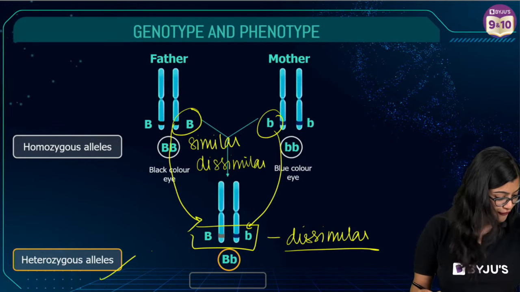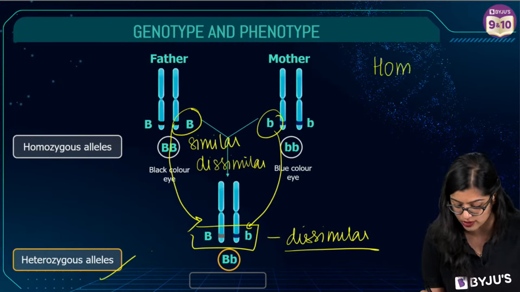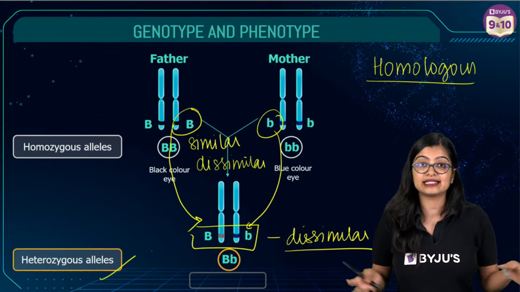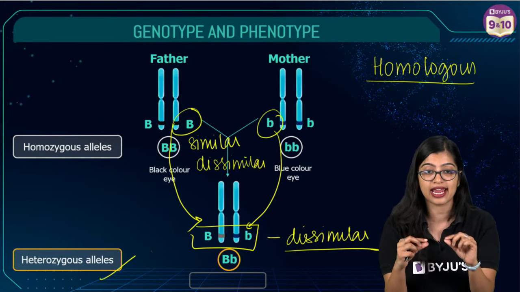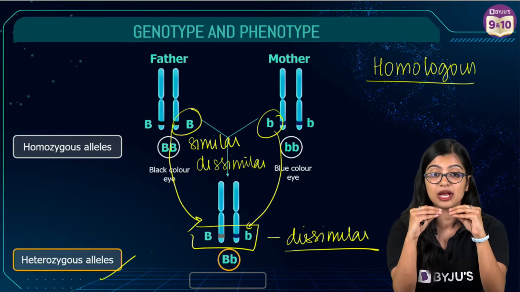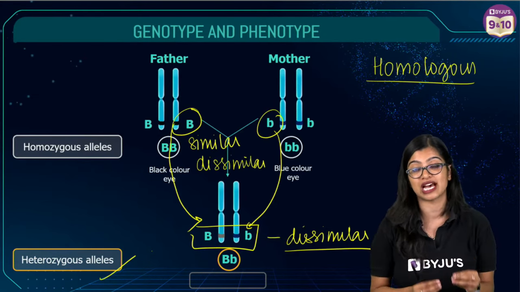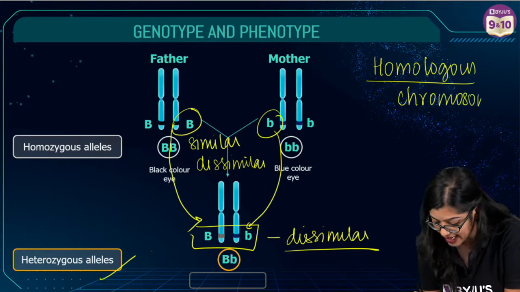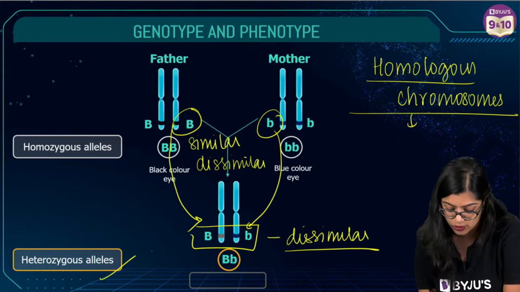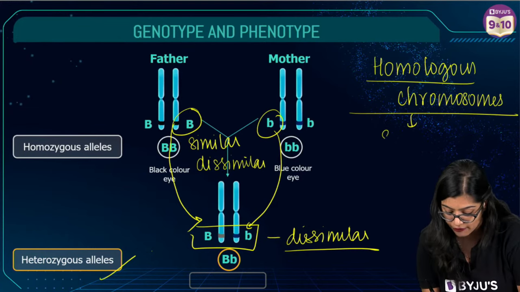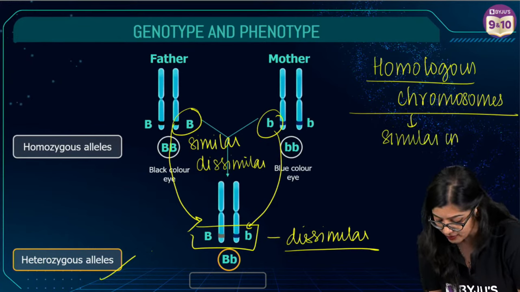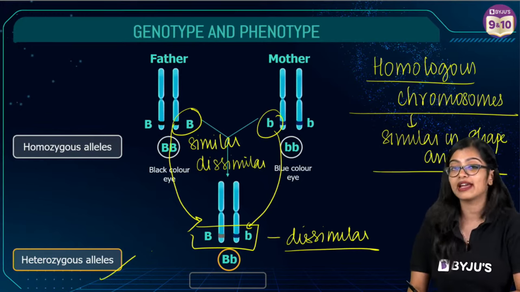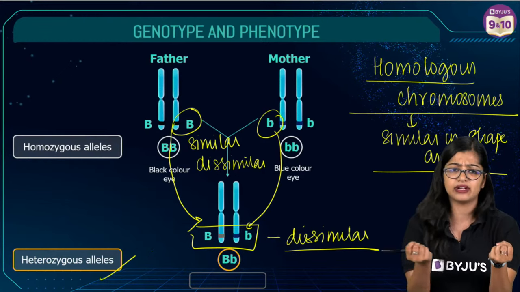Now, Ayushi has asked me a very good question: ma'am, what is the difference between homozygous and homologous? See, homozygous is with respect to the alleles, right? When alleles are similar and are a similar pair, we mean it as homozygous. Homologous is with respect to chromosomes, right? And we see that homologous chromosomes are these pairs of chromosomes which are similar in shape and size in such a way that one will come from the mother and one will come from the father.